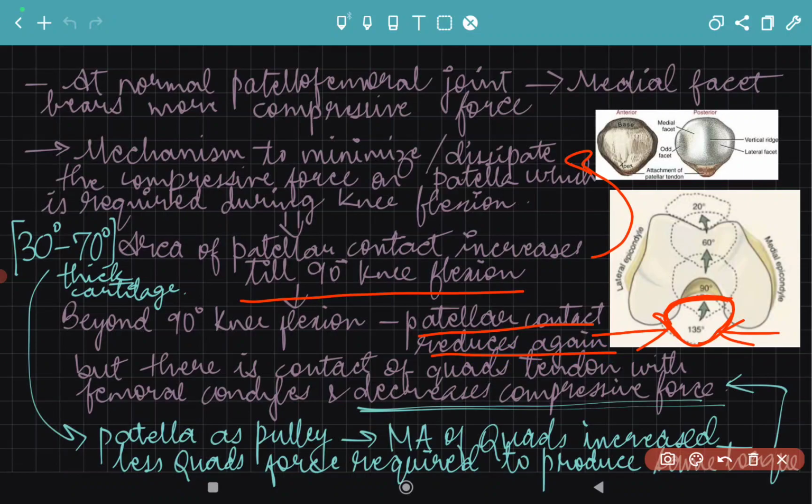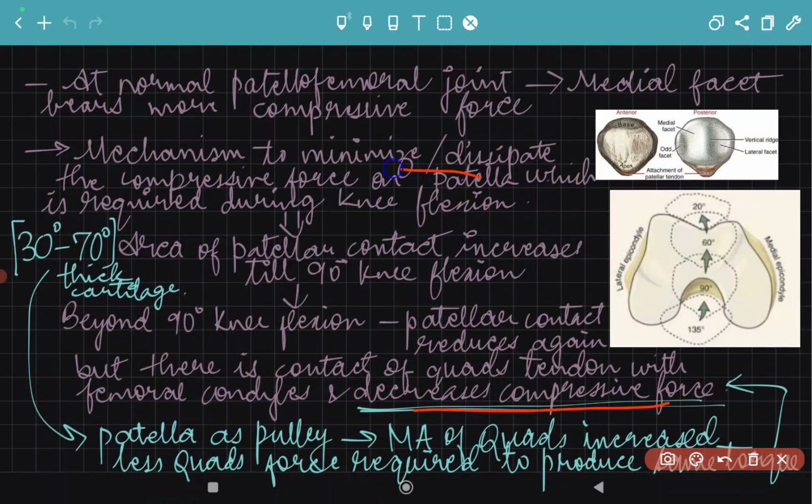So which is that? That will be the quadriceps tendon. This time, beyond 90 degrees of knee flexion, there will be contact of the quadriceps tendon with the femoral condyles. Instead of the patella, the quadriceps tendon makes contact with the femoral condyles, and this will help reduce the compressive force on the patella. So these are mechanisms which minimize or dissipate the compressive force exerted on the patellofemoral joint or patella as the knee flexion progresses.